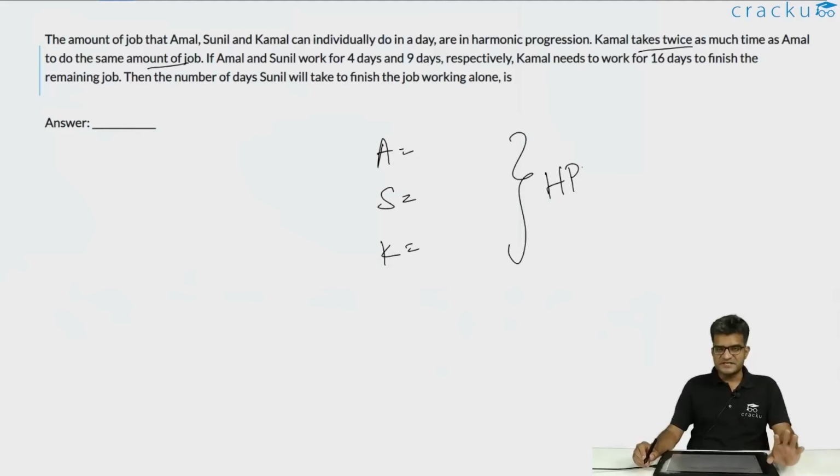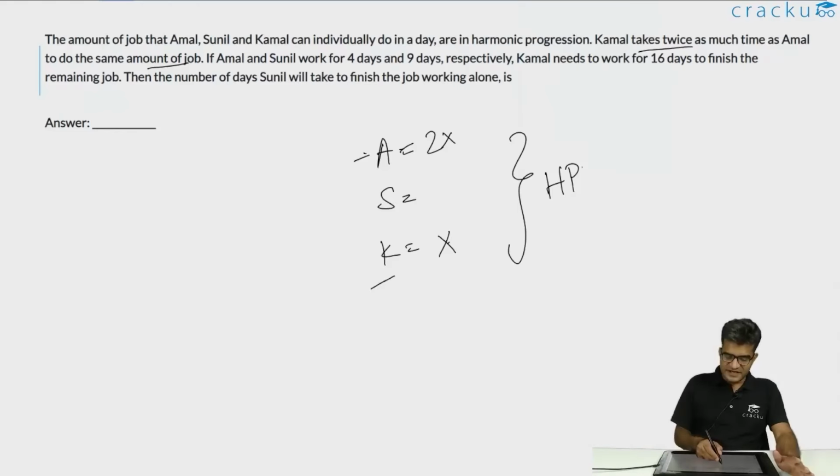So if Kamal does x units of work in a particular day, Amal will be doing 2x units of work because Amal finishes the job in half the time. So he is doing twice the same amount of work as Kamal in the same time. Because these three are in a harmonic progression, we can calculate the amount of work done by Sunil. How can we do that?